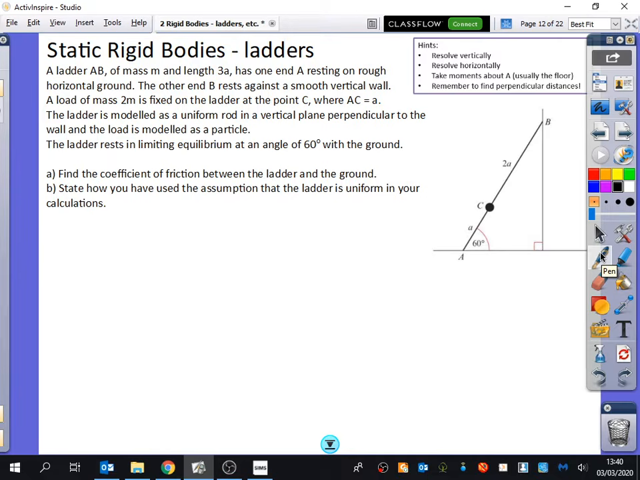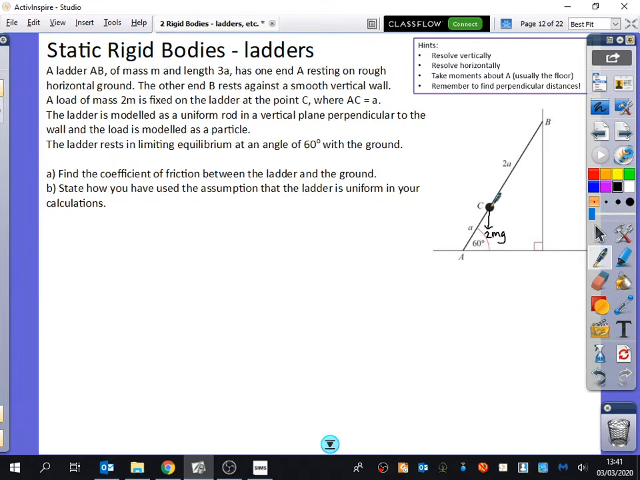Usually with the ladder, we will be taking moments from the bottom of the ladder. That's usually where we take them from. So here we've got a ladder AB of mass M and length 3A, has one end A resting on rough horizontal ground, but the other end B is on a smooth vertical wall. We have a load of mass 2M, so I'm going to add in that this is 2mg over here, is fixed on the ladder at the point C, where AC is equal to A.